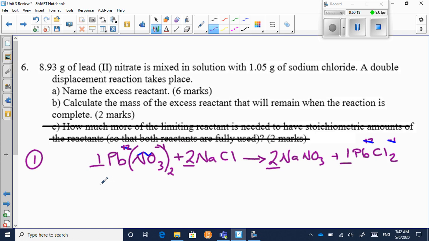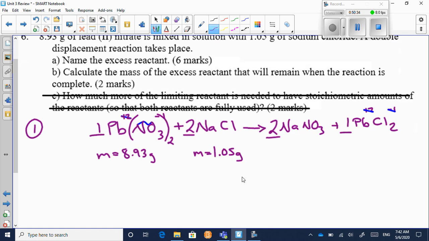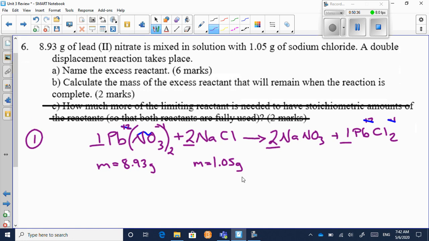Okay, so the mass I've been given here is 8.93 grams. The mass I've been given here is 1.05 grams. And it says, name the excess reactant. So for A, all I've got to do is really step 2 and step 2A, and then I'm done.